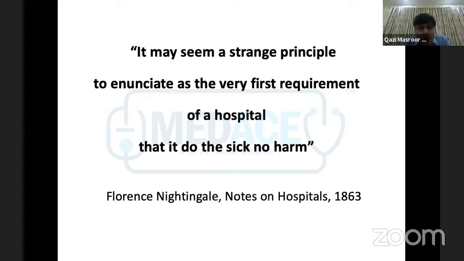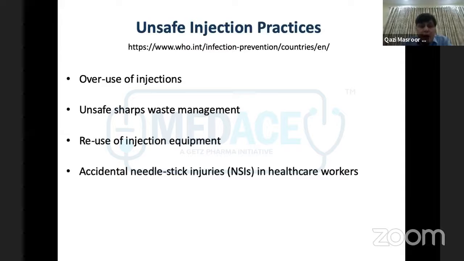And I will start with this quote of Florence Nightingale: it may seem a strange principle to enunciate as the very first requirement of a hospital that it do the sick no harm. And as we already know, spread of infection in hospital, particularly when we talk about B and C, the C is with blood transfusion and unsafe injection use, meaning the reuse of the injections or the equipment. And the second important part of spread is the spread from mother to infants.